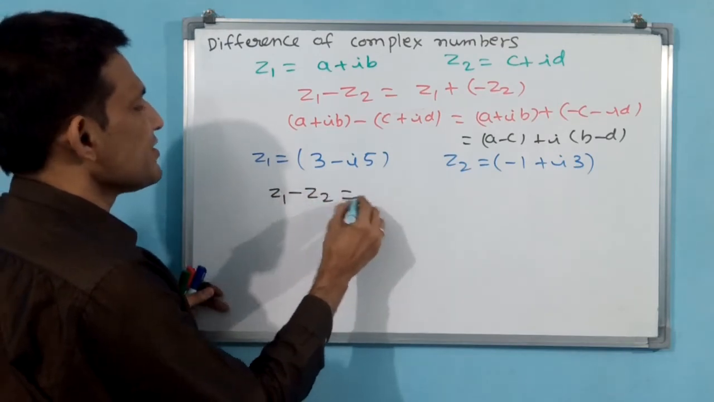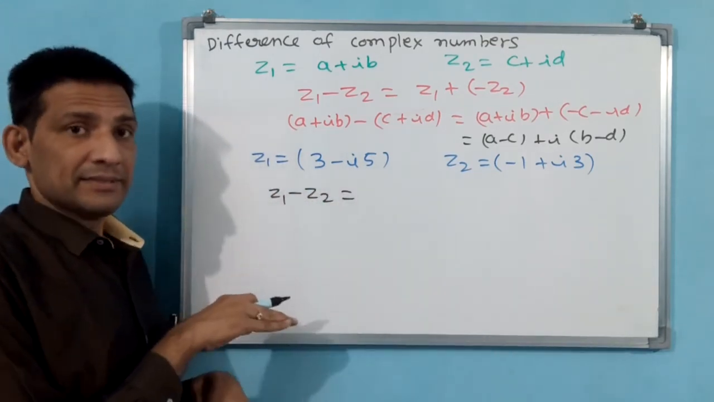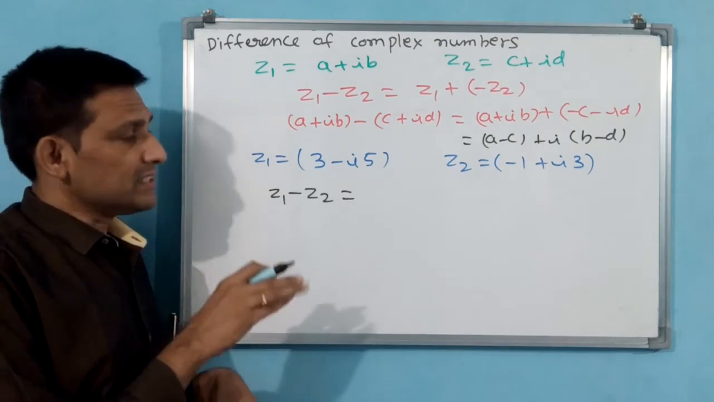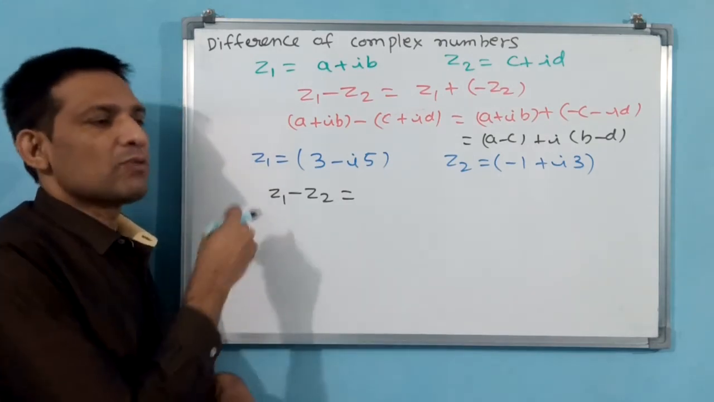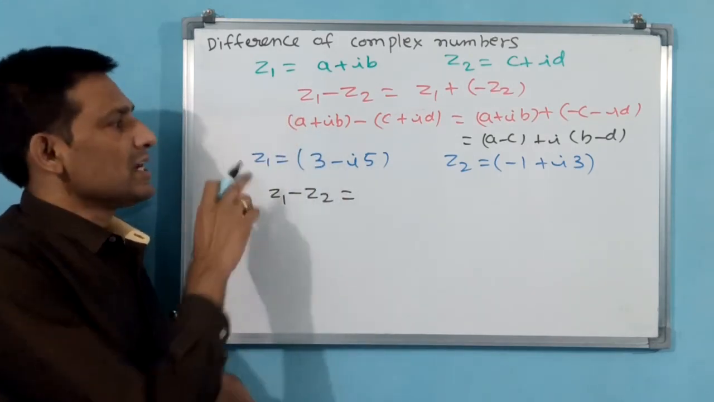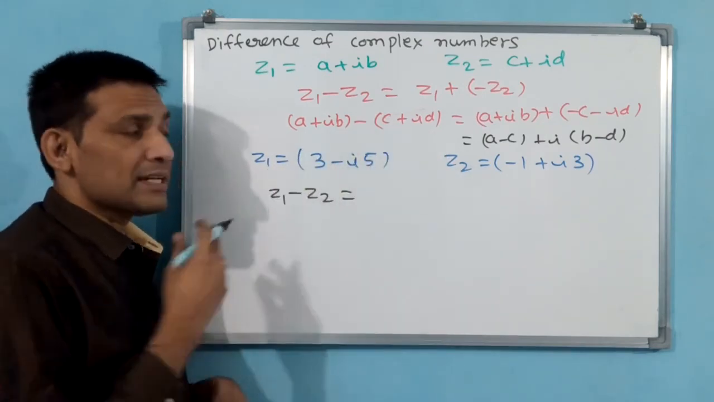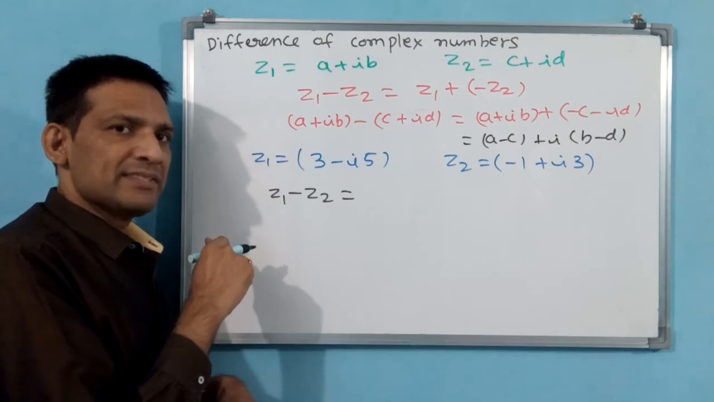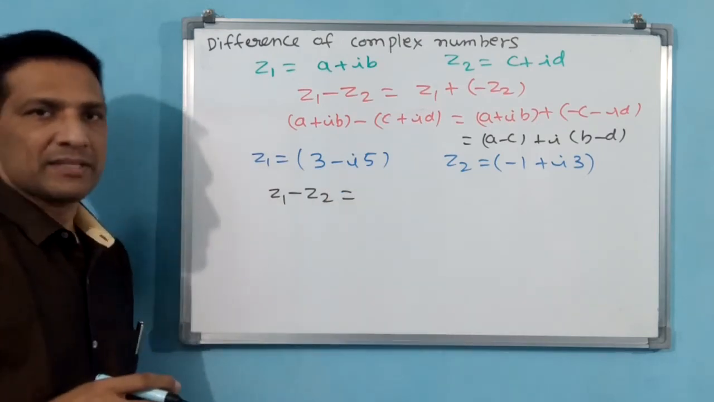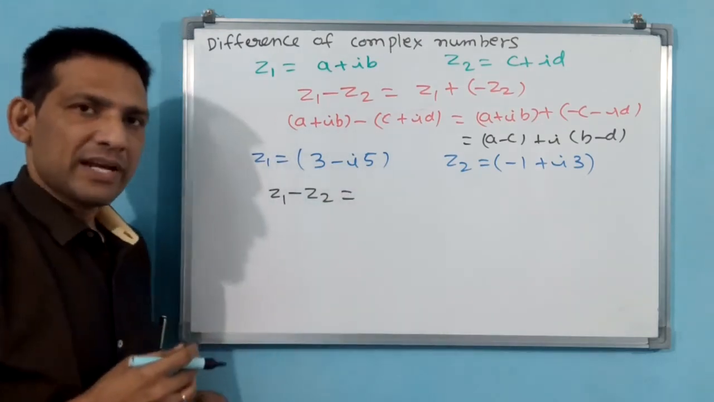Z1 minus Z2 is equal to... if they ask like this, it is not compulsory that you do both. The question is Z1 minus Z2, so first we do Z1 minus Z2. If we think they have asked us to find Z2 minus Z1, then we find Z2 minus Z1 also. Now we are finding Z1 minus Z2.